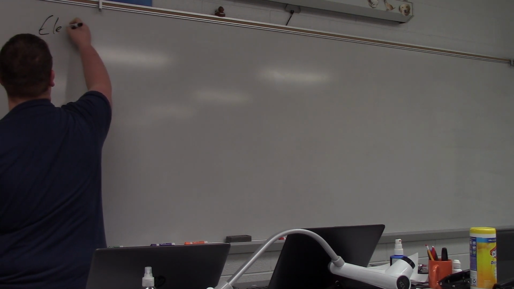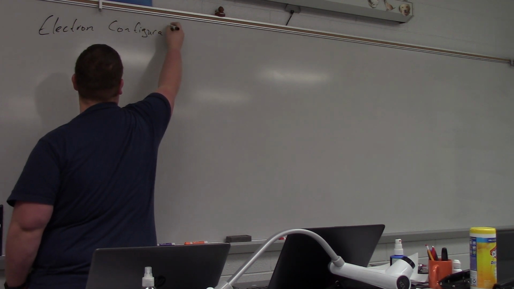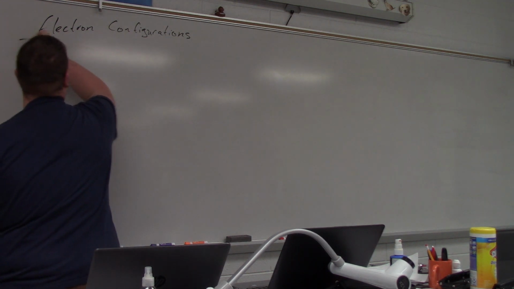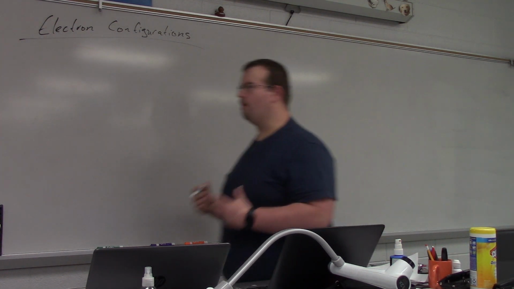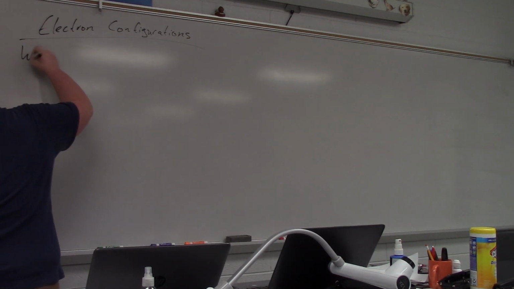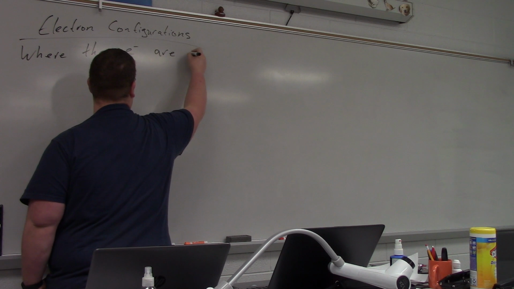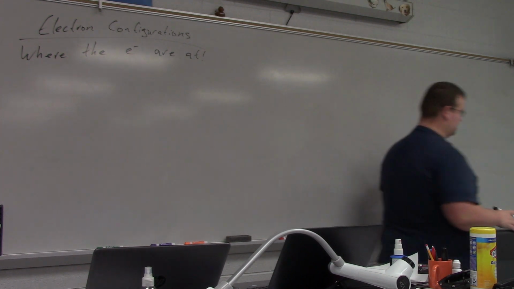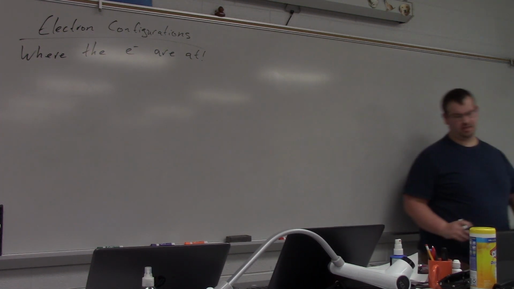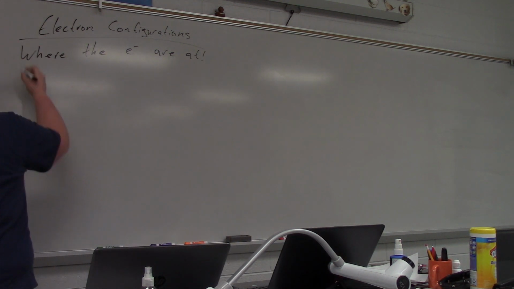So what we're going to work on are called electron configurations. Now, what electron configurations are all about is where the electrons are. And we have certain ways of symbolizing this, and they go by 3 different names. This is a little foreshadowing.